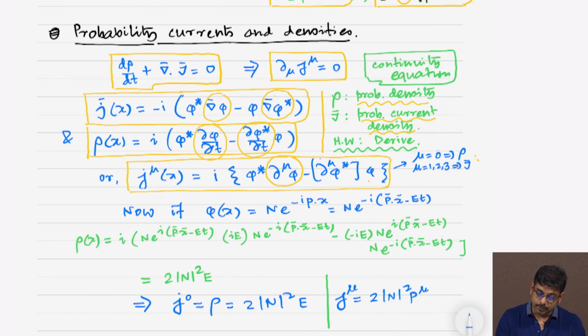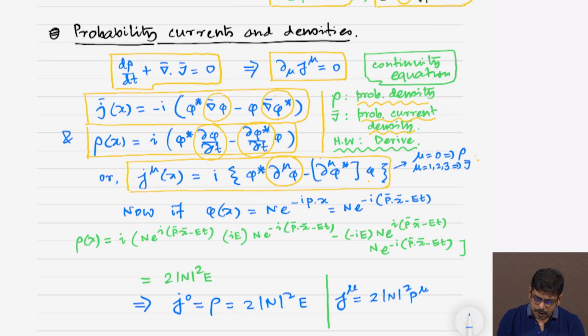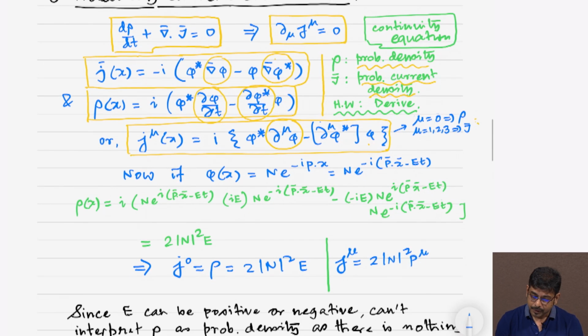Okay. So, this is the equation that we have. So, this is the continuity equation, del mu j mu equal to 0. So, the Klein-Gordon equation leads to a continuity equation which says that conservation of a 4 current where the j mu has a form I phi star del mu phi minus del mu phi star phi. Okay. So, this is what we say.